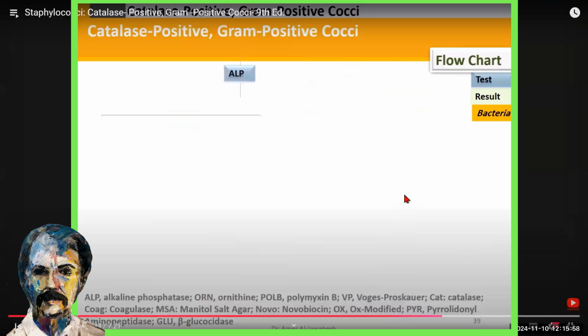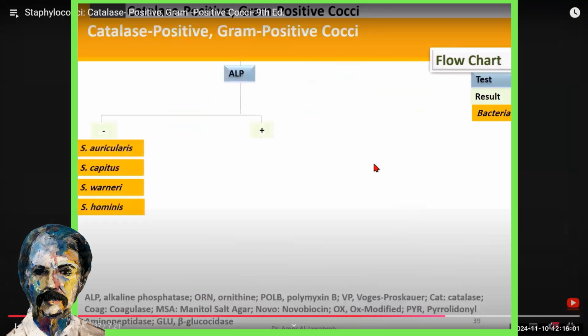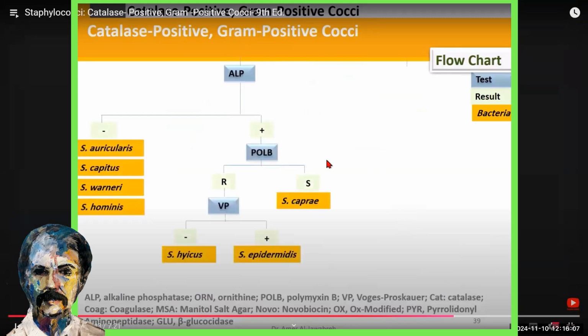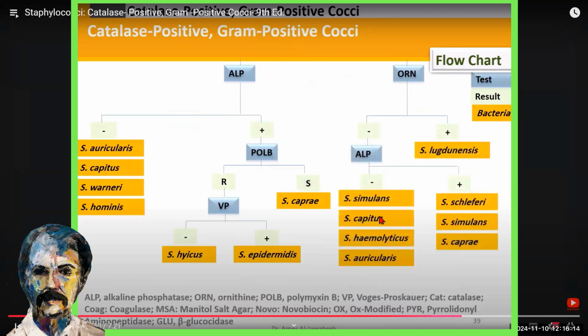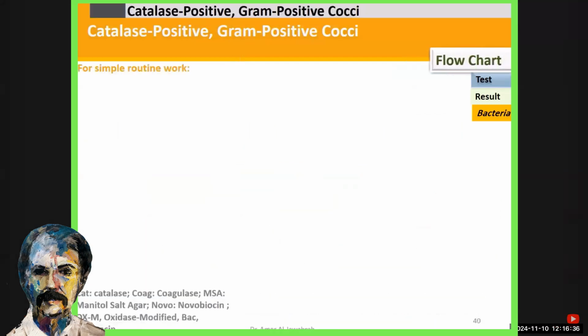Yeah, that's the continuation of the first one, alkaline phosphatase. Then positive, negative. Then you have this, PLB. So this is for a reference lab: ornithine, alkaline phosphatase. See, this is just for a reference lab, a diagnostic lab and a research lab. This one is not very much recommended for normal, routine, quick diagnosis. The one we recommend in normal labs is this. Look, for simple routine work.